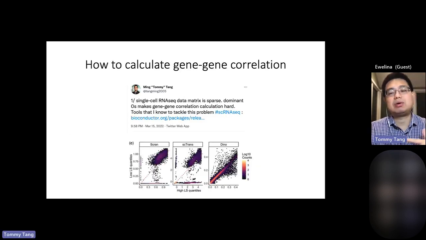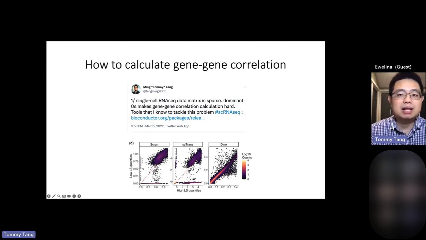Because there are many zeros in the data, calculating gene-gene correlation can be a challenge for single cell data. For example, you typically see there are zeros on the x-axis and y-axis. And if you do a Pearson correlation, for example, the result is not as good. So in this paper, the authors developed a tool called Dino, a normalization method based on a flexible negative binomial mixture model of gene expression, and it does the job much better.